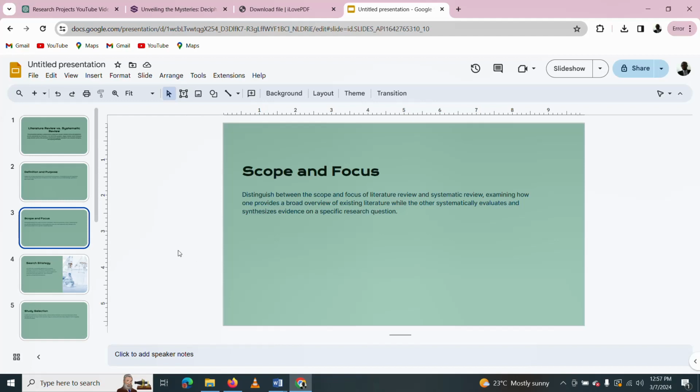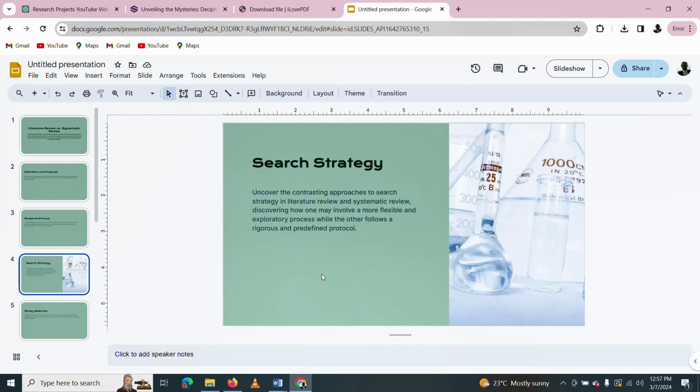So the other one is on the search strategy, the difference between their strategies on the search. On this one, explore the contrasting approaches to search strategy in literature review and systematic review. A literature review may involve a more flexible and exploratory search strategy, including various sources such as books, articles, and gray literature.